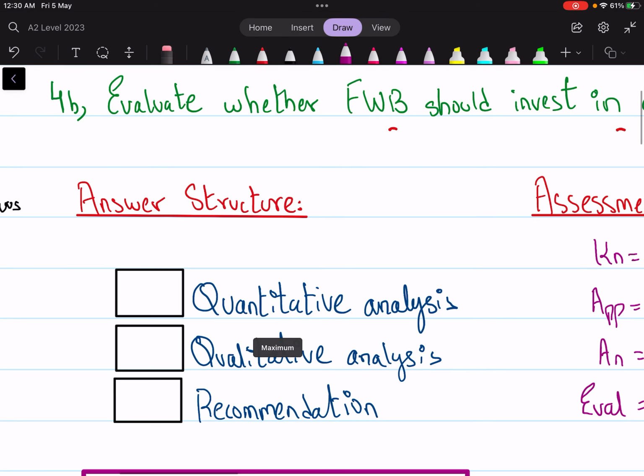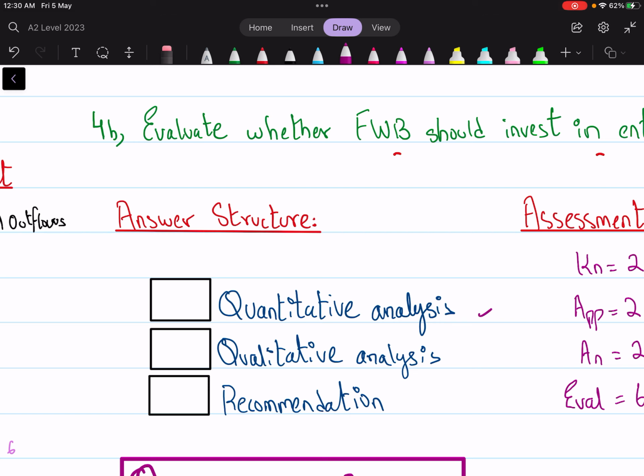Okay, so your answer structure can be this. You discuss quantitative analysis, qualitative analysis, and then recommendation. Many students ask me, do we have to give a definition or not? It's completely up to you. I leave that to you, because even if you don't, you can get knowledge marks from mentioning business terms here and here. So it does not matter as such. Also, bear in mind that you're going to have 1.5 pages, because now we are given answer spaces. So your answer needs to be confined and contained to the written space that has been assigned to you.